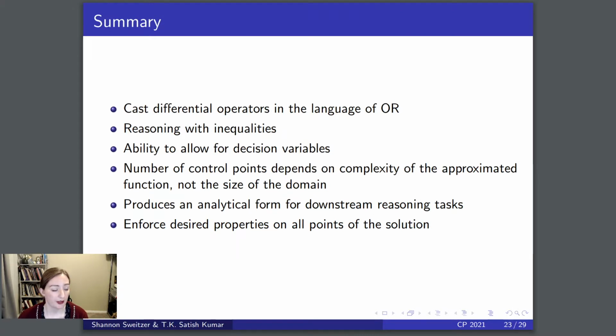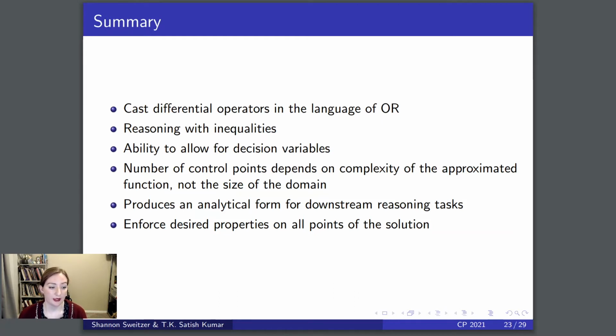To summarize, we have demonstrated the success of this Bezier curve method for several different classes of ODEs and PDEs. The main idea of the method was to cast differential operators in the language of OR so that we can leverage the power of OR solvers and tools. There are many anticipated benefits here, since many problems in science and engineering that may not be directly amenable to analytical methods can instead be solved programmatically using OR solvers. Powerful OR solvers are scalable to millions of variables and employ efficient parallelization techniques.